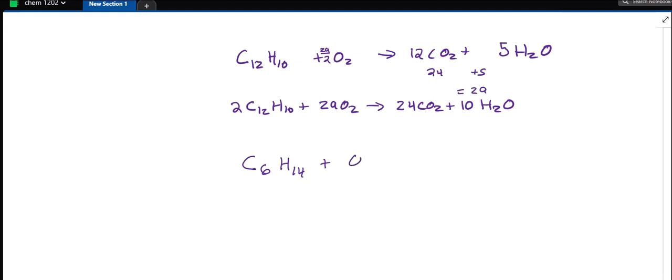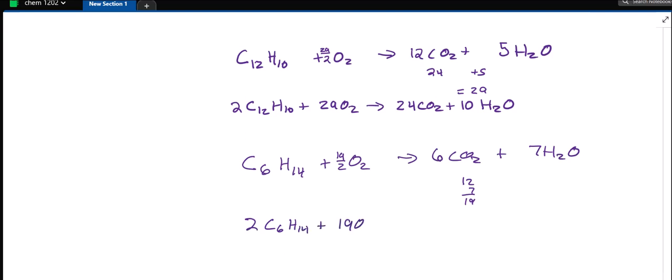C6H14 plus O2 yields CO2 plus H2O. Balance the carbons, put a 6 here. Now balance the hydrogens, put a 7 there. Check our number of oxygens. That's 12 plus 7 is 19, so it'd be 19 halves. Multiply through by 2.